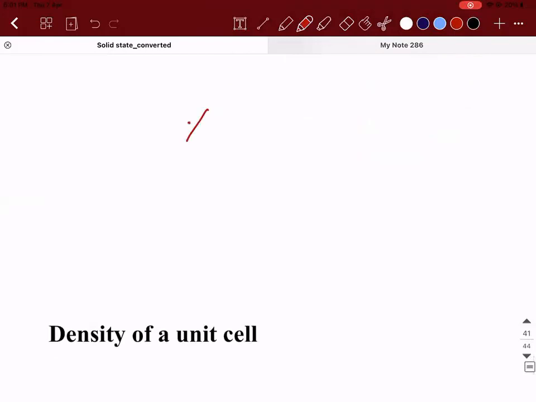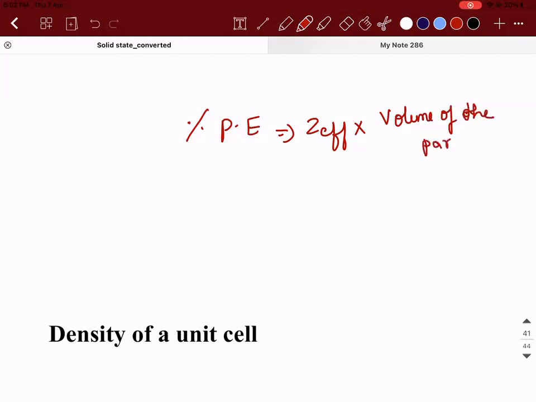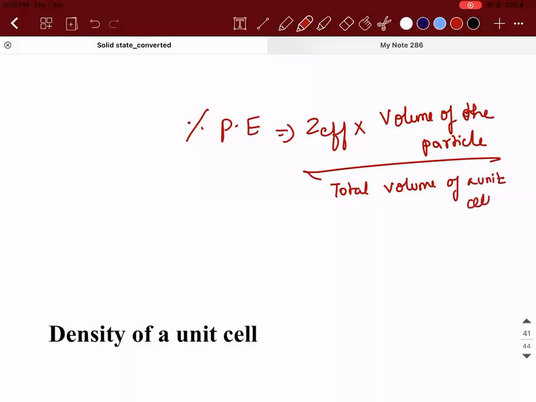That's it. So this percentage packing P is nothing but packing efficiency. That is nothing but your ZF into volume of a particle, divided by total volume of the unit cell, into 100. Now see, this is not a formula. We have to derive it.